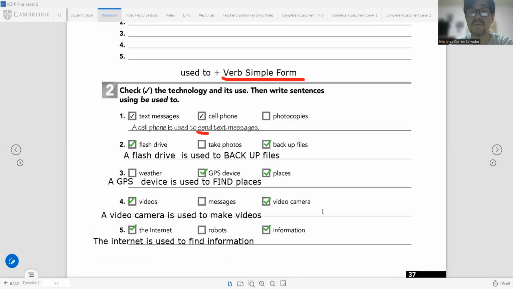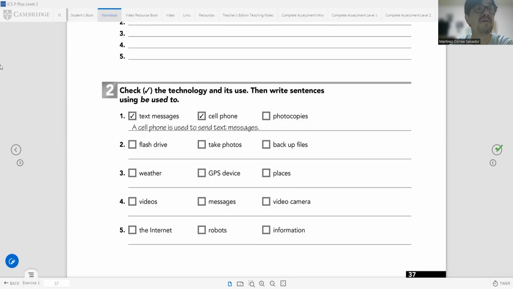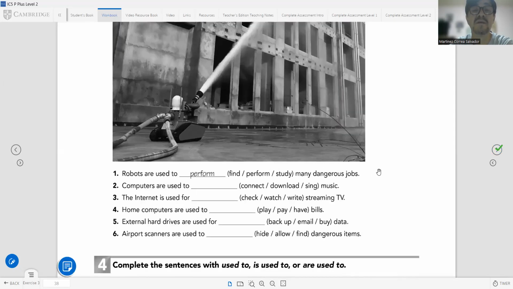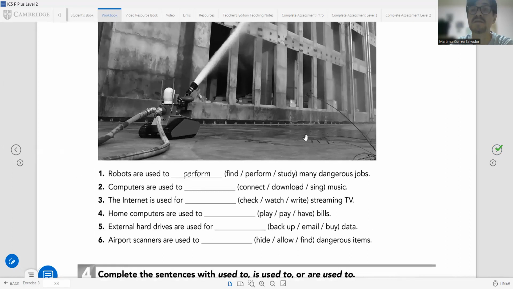Okay, let's continue. So the idea is that maybe you have all of them correct. In your notebook, you say, they were correct, teacher. Very good. Or you make a correction. So let's continue with the next exercise. Then we have the next exercise. It was this one, the same. So you have to check the answers, compare the answers.